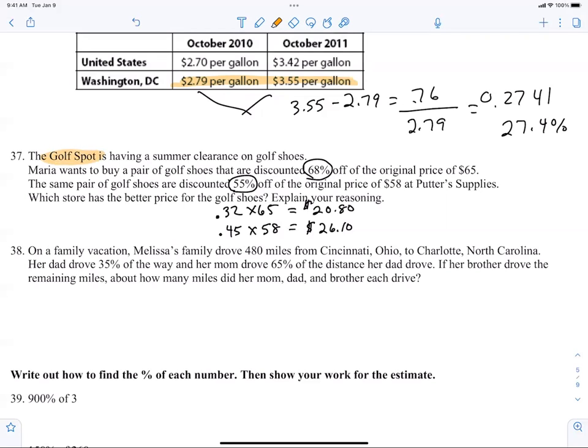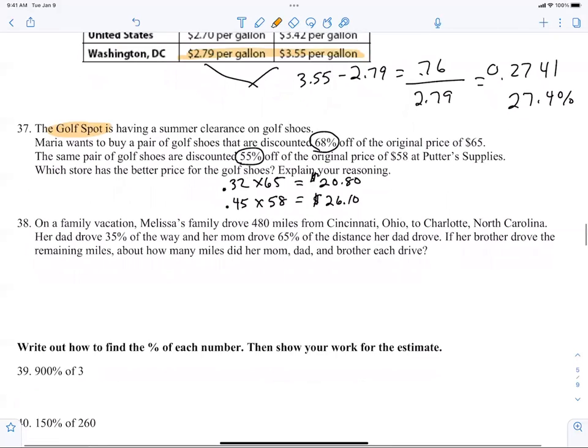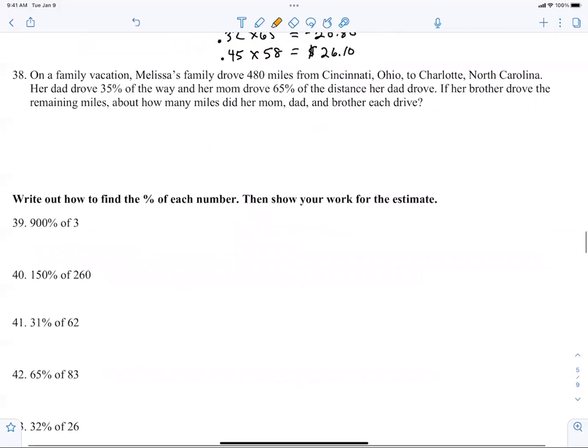Now, at this point, you should be saying, I'm pretty good at percentages. You should be getting there. All right, let's do the next one. On a family vacation, Melissa's family drove 480 miles from Cincinnati to Charlotte. Her dad drove 35%, her mom drove 65%. If her brother drove the remaining miles, about how many miles did her mom, dad, and brother each drive?